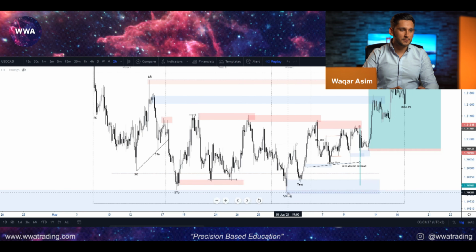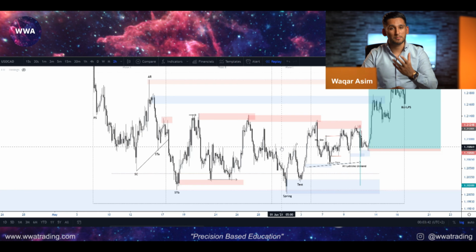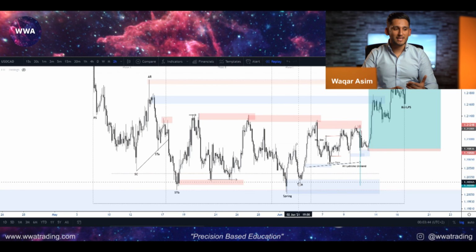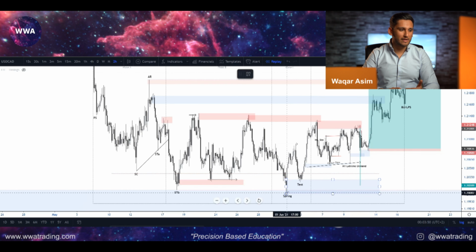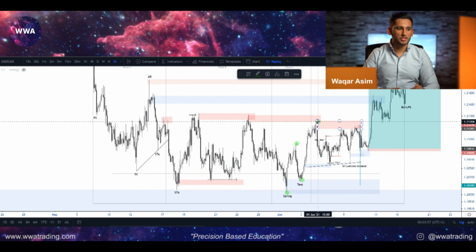So we have our spring, and then we have our equal highs. That equal highs is a liquidity target. That is where price is magnetized towards. Then we have the test and mitigation, and then we have a bullish push. So from the point where we have our spring and then equal highs, we are still bearish. Then we have a higher low, and then we have a bullish break of structure.